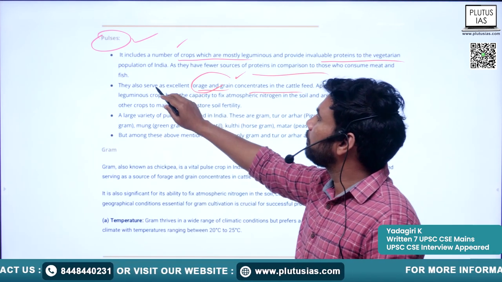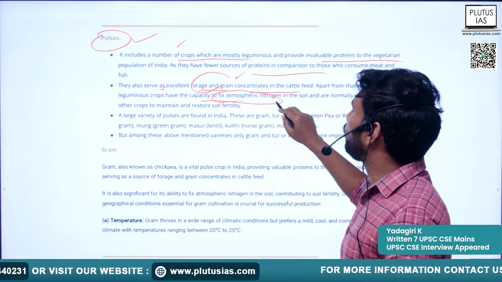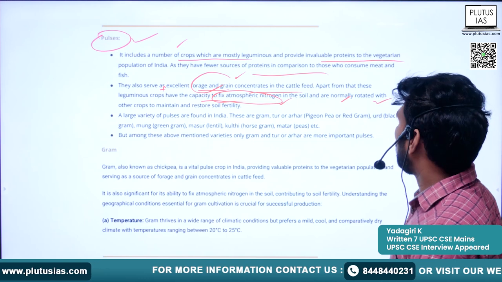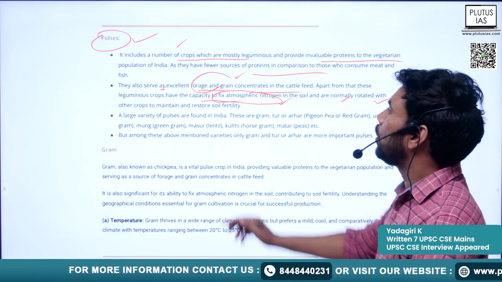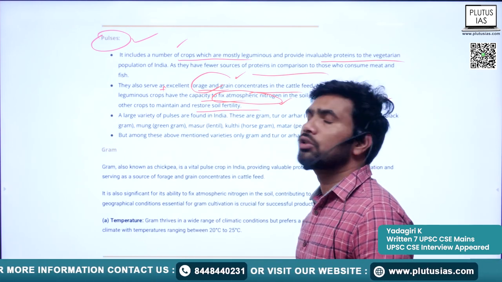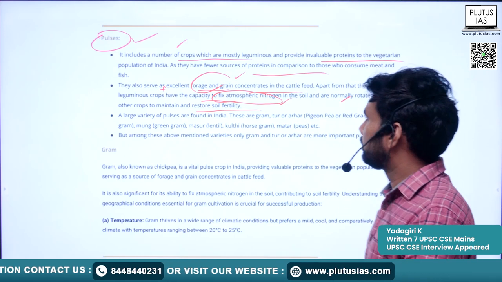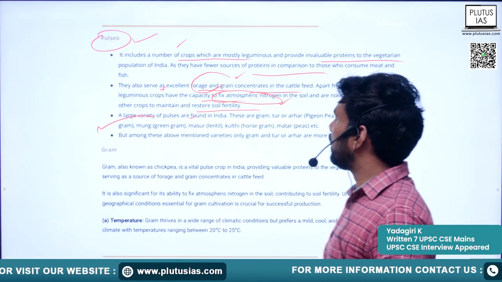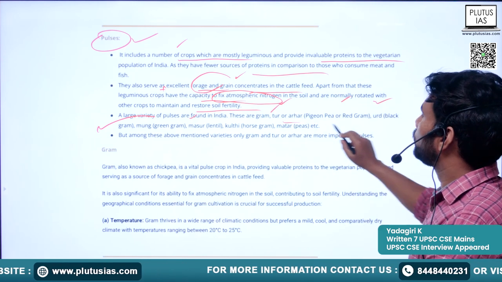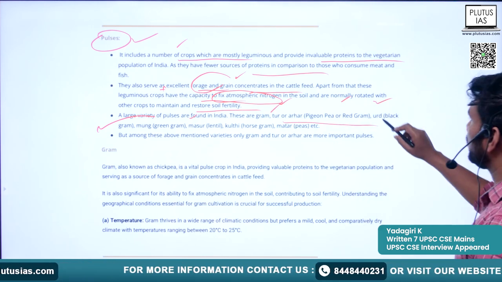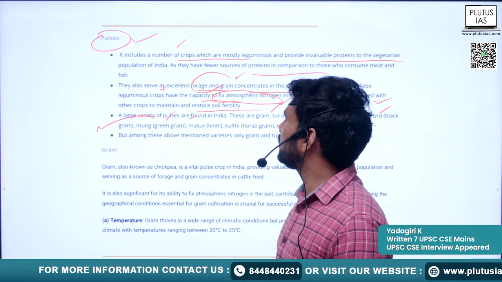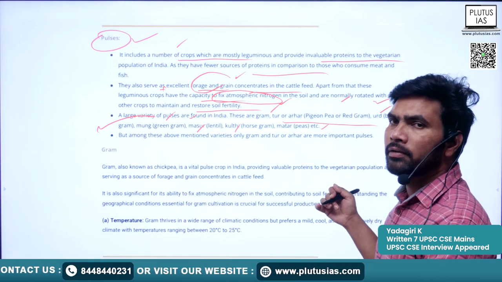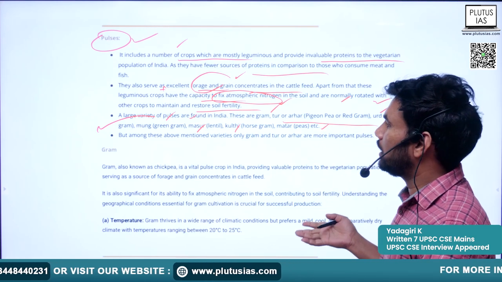One of the important features is they have the capacity to fix atmospheric nitrogen in the soil and are normally rotated with other crops to maintain and restore soil fertility. So there is a lot of variety of pulses in India. They are gram, tur or arhar, urad, moong dal, masoor, kulti, matar. So many kinds of pulses are there in India.